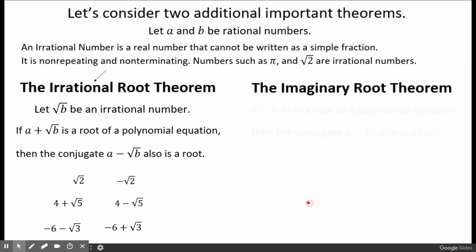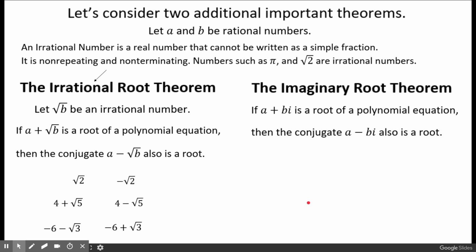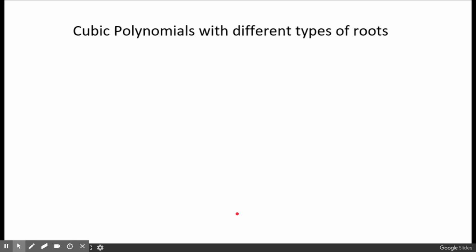The same thing is true for imaginary roots. If we have an imaginary number as a root, in the form a plus bi, then the conjugate a minus bi is also a root. So if 5i is a root, negative 5i is a root. 2 plus 3i, 2 minus 3i. Negative 1 plus i, negative 1 minus i. These are all pairs. The most important thing you need to remember is that irrational roots and imaginary roots always come in pairs.